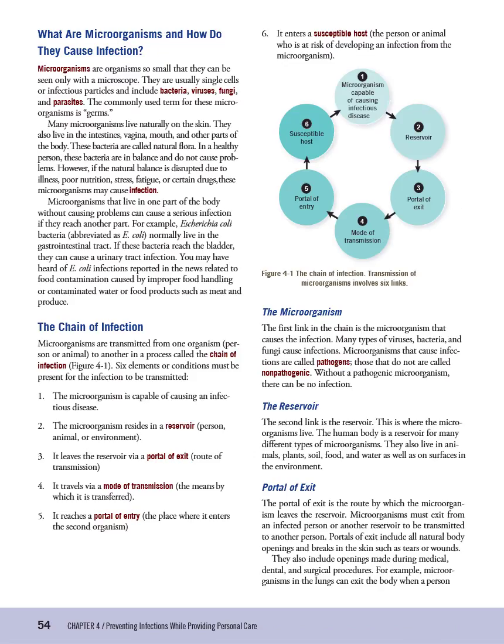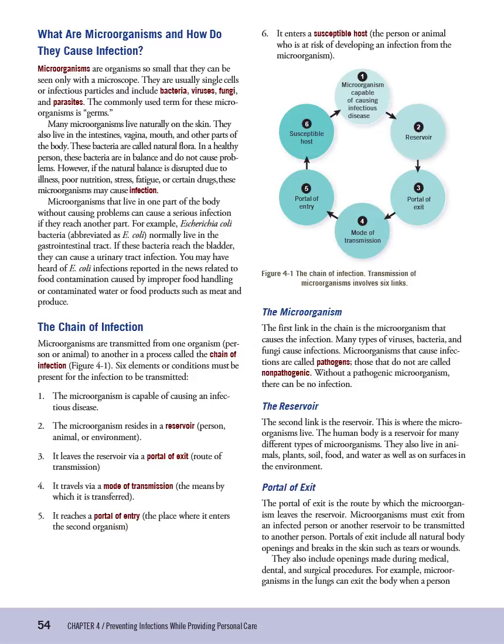What are microorganisms and how do they cause infection? Microorganisms are so small they can be seen only with a microscope. They are usually single cells or infectious particles and include bacteria, viruses, fungi, and parasites. The commonly used term for these microorganisms is germs. Many microorganisms live naturally on the skin. They also live in the intestines, vagina, mouth, and other parts of the body. These bacteria are called natural flora. In a healthy person, these bacteria are in balance and do not cause problems.